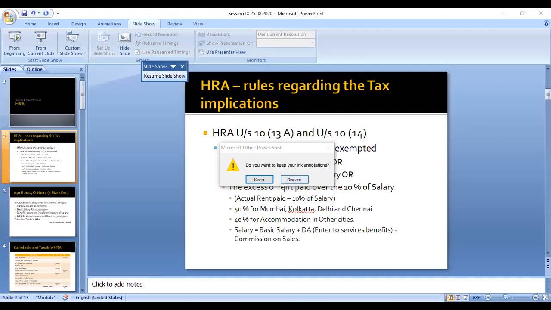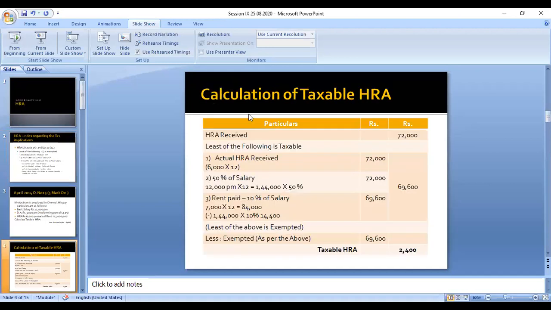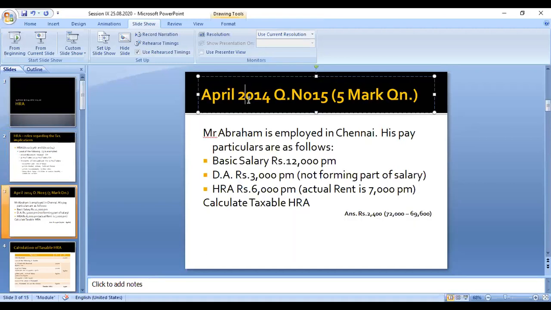This is a problem taken from the previous year question paper, April 2014. Question number 15, which is a 5-mark question. Read the problem. Mr. Abraham is employed in Chennai. His pay particulars are as follows.